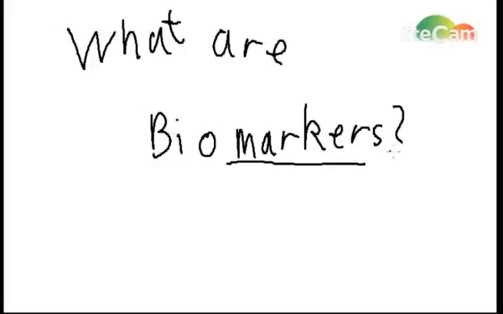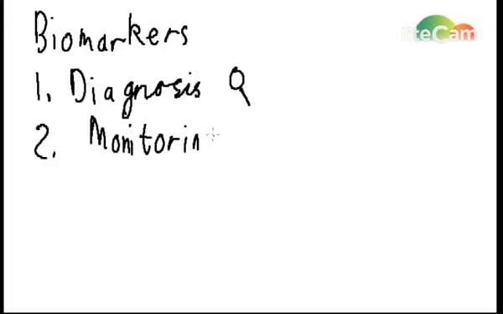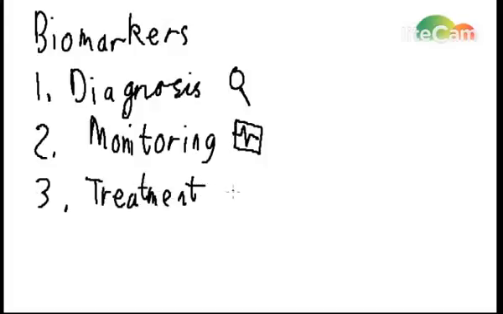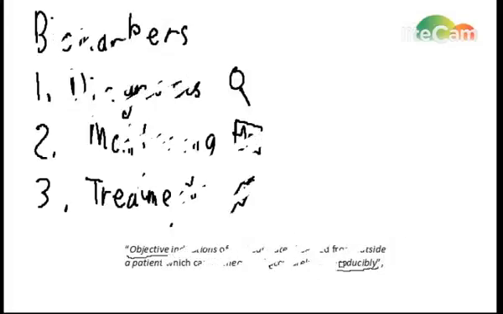What are biomarkers? Biological markers are measures used for the diagnosis of disease, monitoring patient health, or to test the efficacy of treatment. Strimbuquet et al. further defines biomarkers as objective indications of medical state observed from outside the patient, which can be measured accurately and reproducibly. The key terms here being objective, accurate, and reproducible.